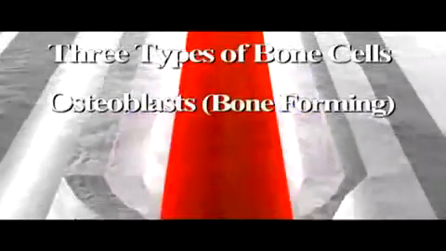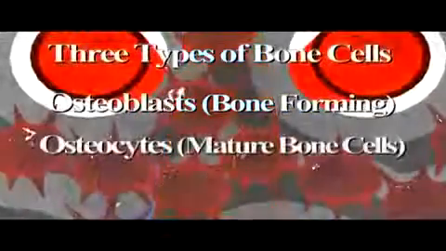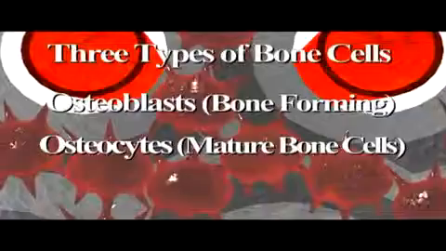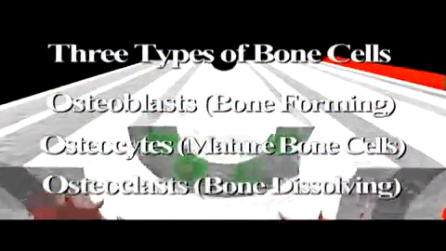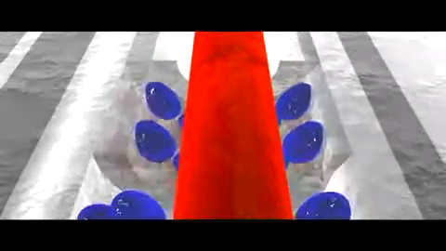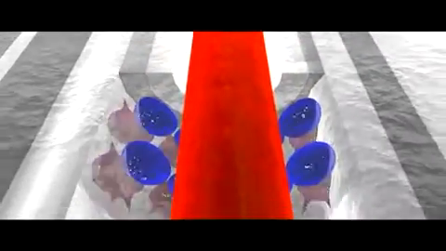There are three types of bone cells: osteoblasts, bone-forming cells; osteocytes, mature bone cells; and osteoclasts, bone-dissolving cells. Bone-producing osteoblasts form a thin layer covering the outside of the bone. The osteoblasts secrete a hardened matrix of bone and gradually become entrapped within it. They then stop secreting matrix and become osteocytes.